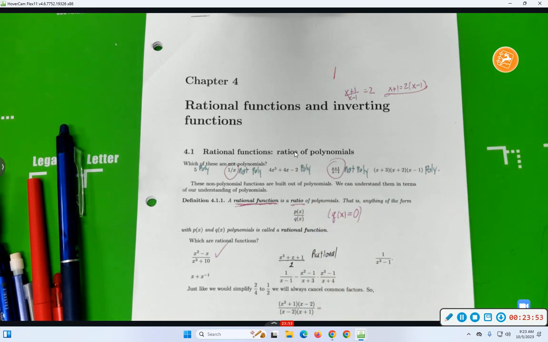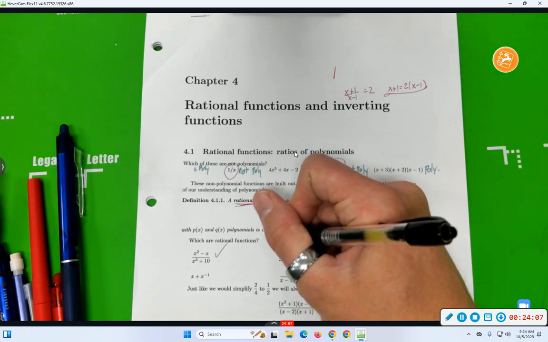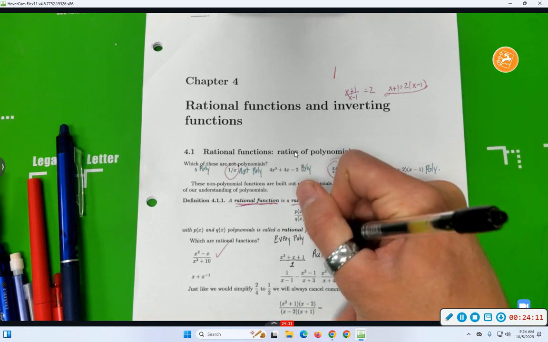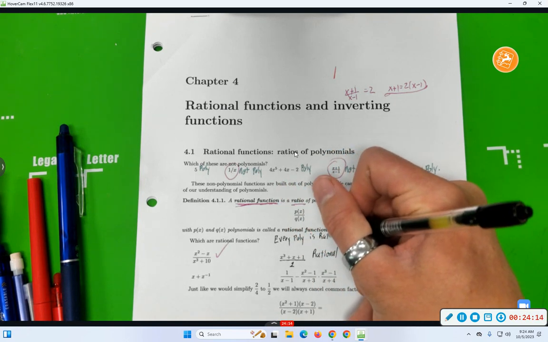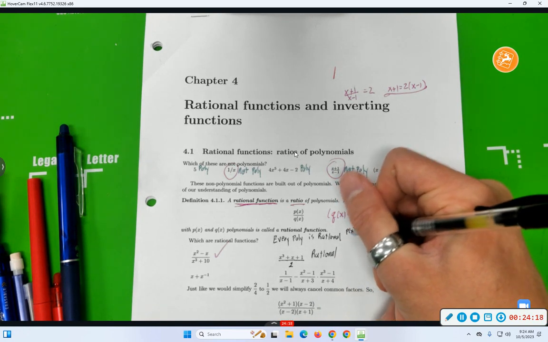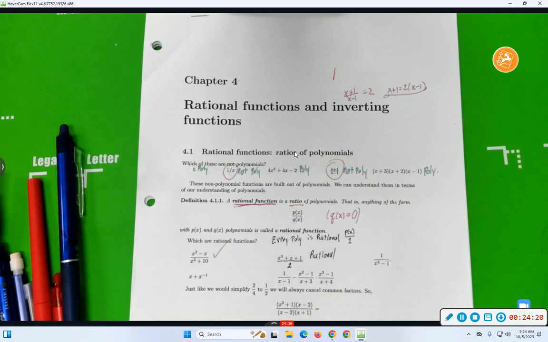What do you think? Is every polynomial automatically a rational function? Yeah, in the same way as every whole number is also a rational number. 5 is the same as 5 over 1. Every polynomial is rational, because you could write it as p of x, that polynomial, divided by 1.